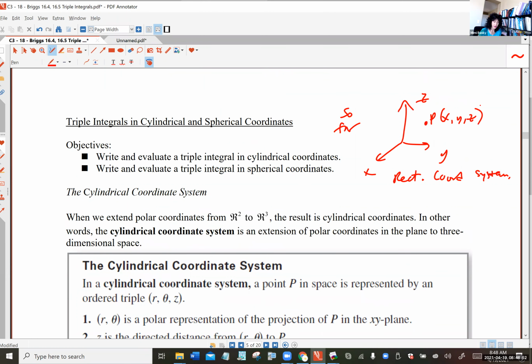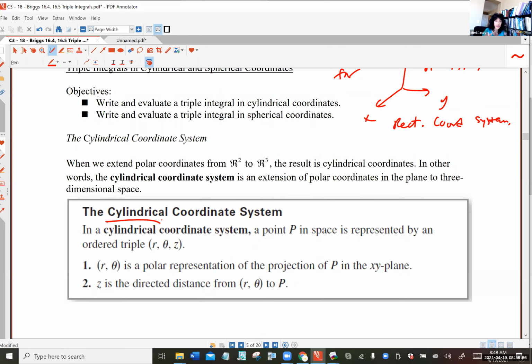Well, what's another coordinate system for 3D? Cylindrical. And you're going to love this because you already kind of know it. Really? I didn't learn cylindrical yet. Yeah, you did. It's basically an extension of polar. What? Yeah. So you already know polar.